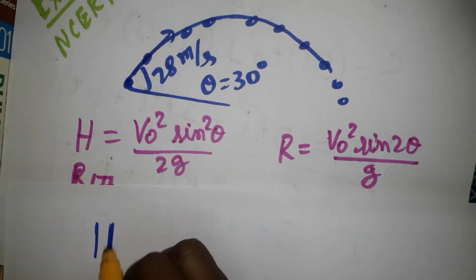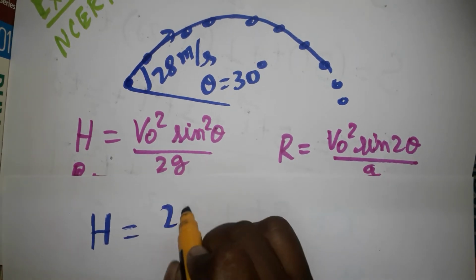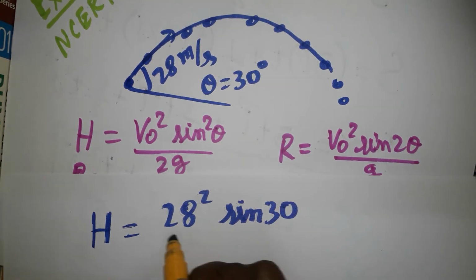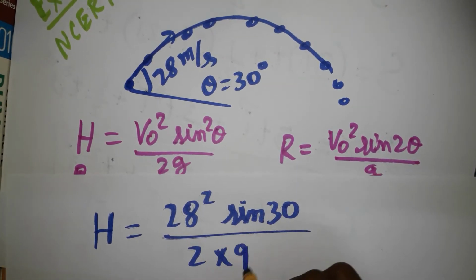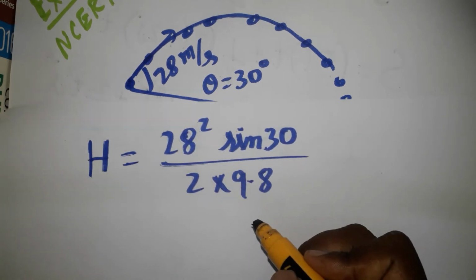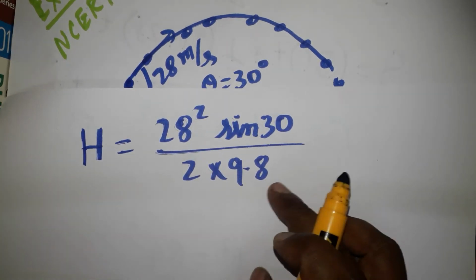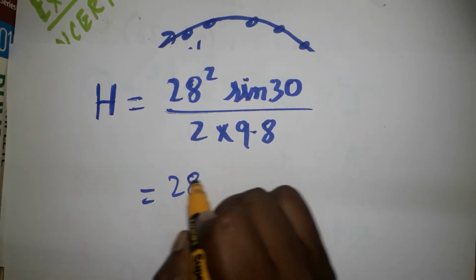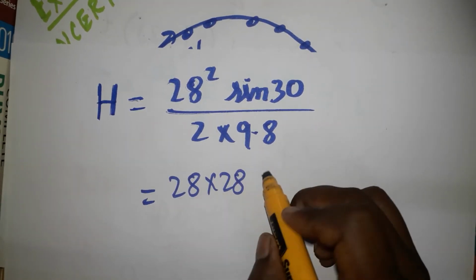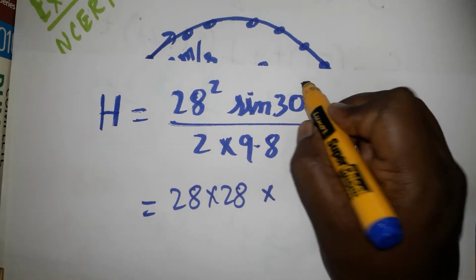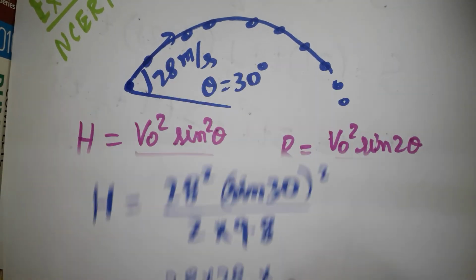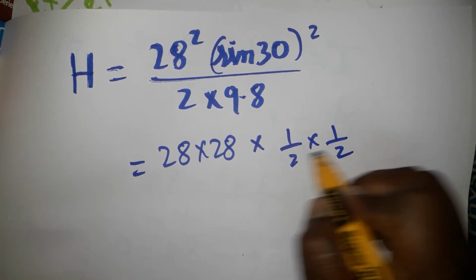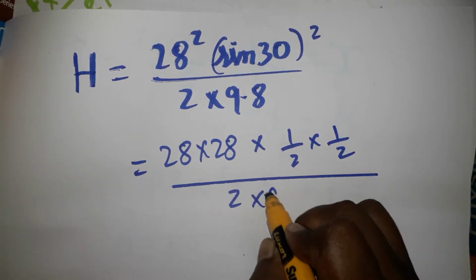Maximum height is equal to v naught square, 28 squared, times sin square 30, divided by 2g. You can take g as 9.8 because it is easy to calculate here. When you are not able to calculate easily, at that time you can take gravitation as 10. So 28 into 28, sin 30 is 1 by 2, it is also squared, so it is 1 by 2 into 1 by 2, divided by 2 times 9.8.